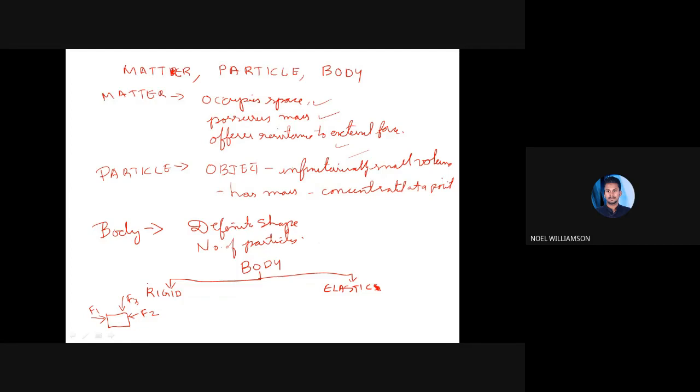That means the shape does not change. Suppose you are taking a brick and you are applying forces in many directions. You can find that the shape is not at all changing. So we can say the body is rigid. Such objects we call rigid bodies.